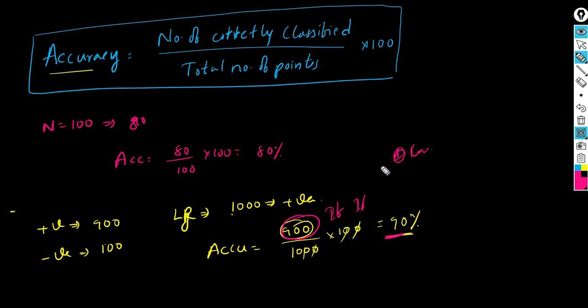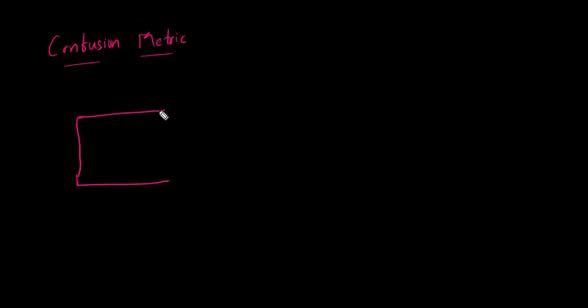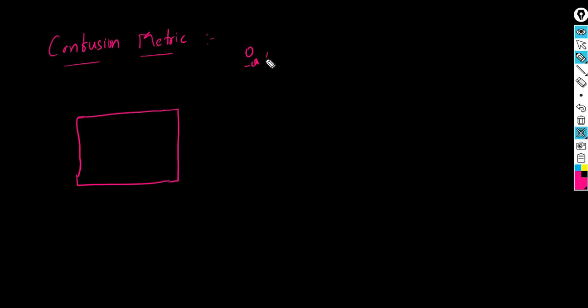To overcome this, we are going to use the confusion matrix. Let's go with the binary classification data. Let's suppose we have a task of binary classification, and we can also extend this to multi-class classification. 0 is the negative class and 1 is the positive class. Let's consider it like that.